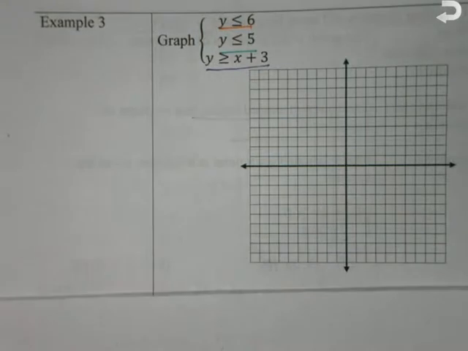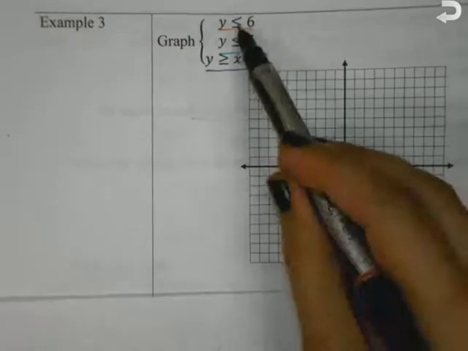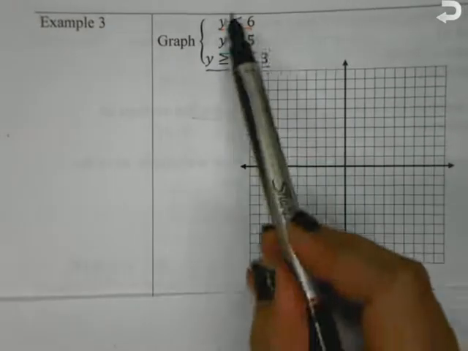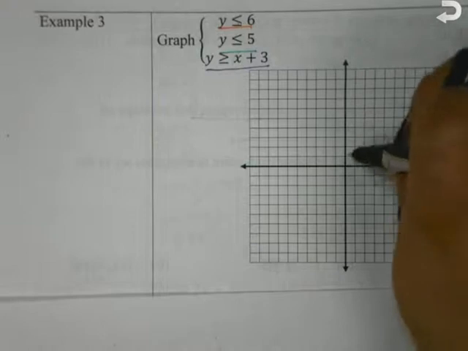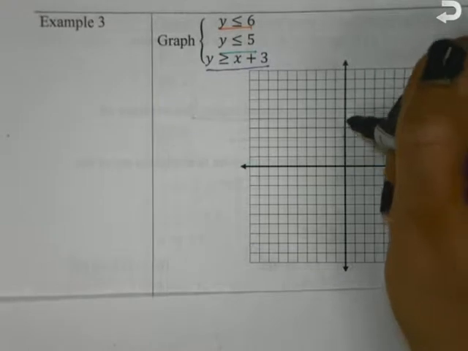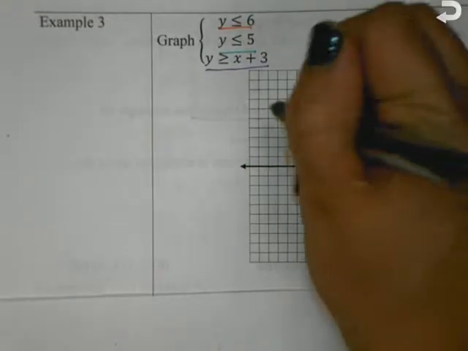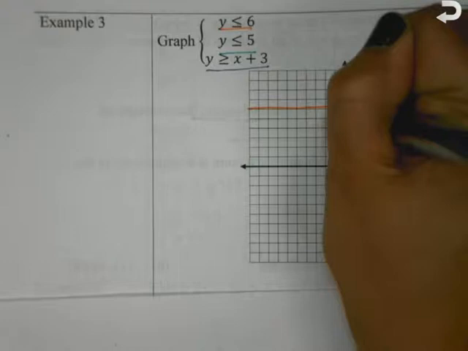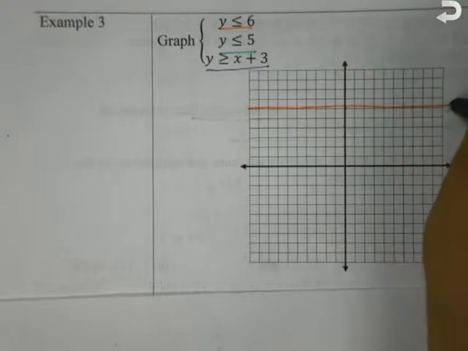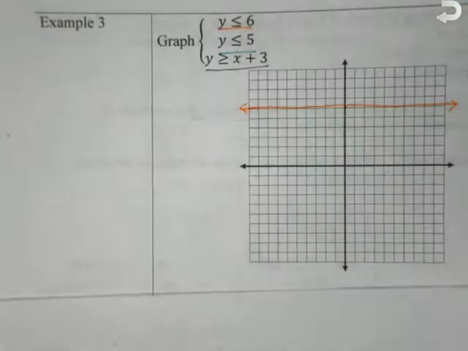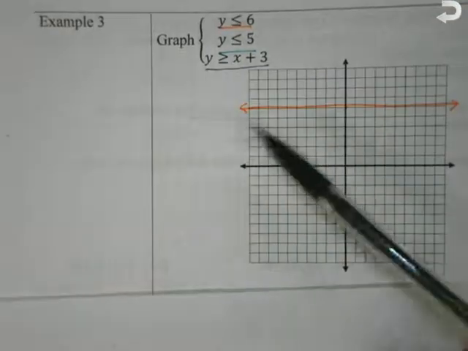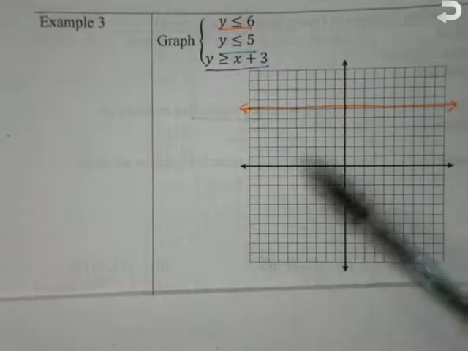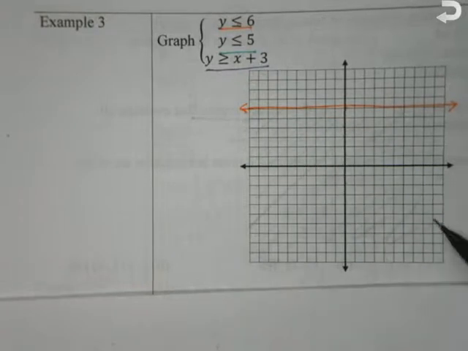The orange and the green lines look like special cases to me. Are these horizontal or vertical lines? Horizontal. So this one is y less than or equal to 6. And it's a solid line because it has the equal to. So 1, 2, 3, 4, 5, 6. It's going to be this way. Okay, that one is shaded below, so I'm going to just lightly shade below.